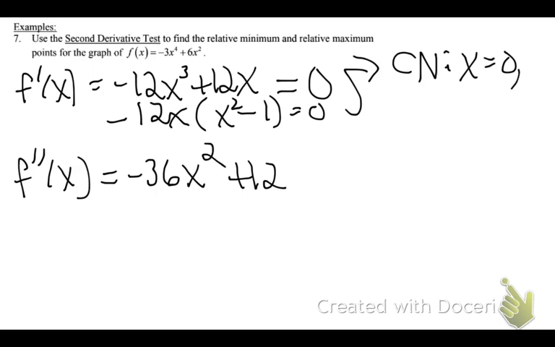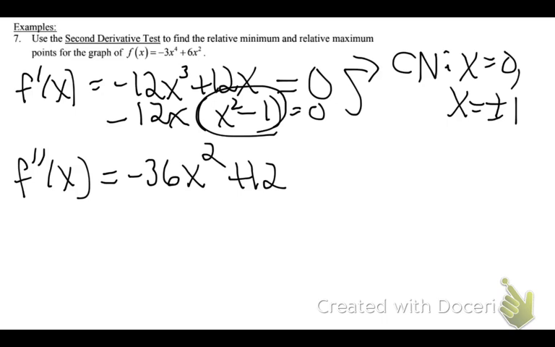So negative 12 equals 0, divide off the negative 12, we get x equals 0. Solving this piece, we get x squared equals positive 1, square root both sides, remember plus or minus, we get x equals plus or minus 1. So those are the critical numbers. When you get the zeros or where the first derivative is undefined, those are critical numbers. When you get the zeros or where the second derivative is undefined, those are possible points of inflection.